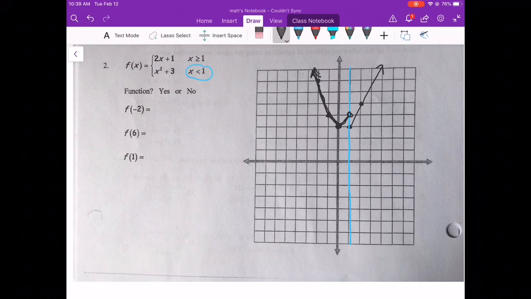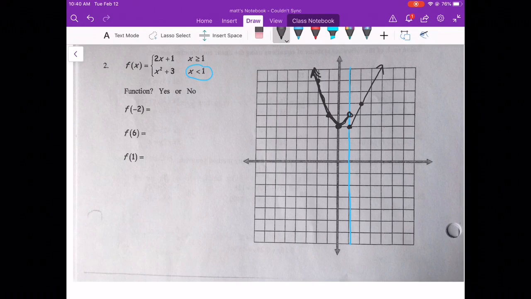So now I can see the two parts of the graph that I'm going to use. To the left of that blue line is going to be the parabola. To the right of the blue line, and including that x value of 1, is going to be this line. All right, so those are my two pieces of this piecewise function. As x's are smaller than 1, I've got a parabola, x squared plus 3. As x's are greater than or equal to 1, I've got this line 2x plus 1. And notice that I've only got parts of each graph.